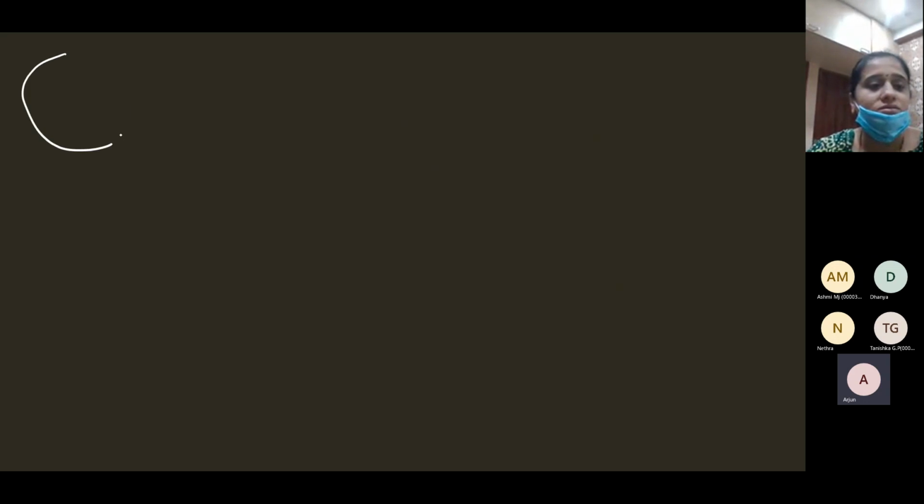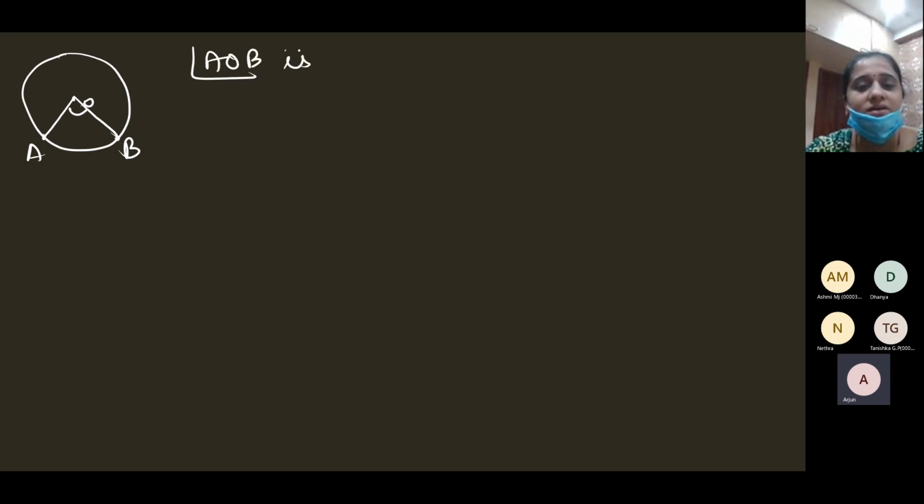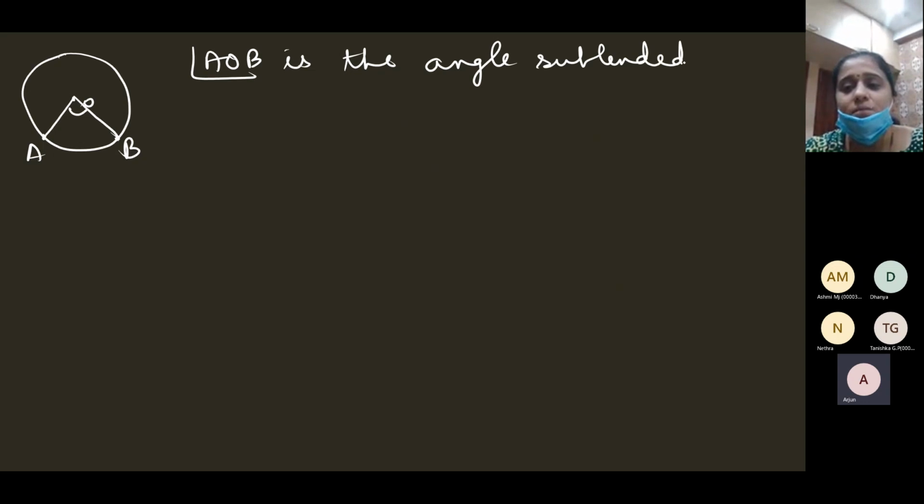Let me draw this again. Arc AB. Angle AOB is the angle subtended by arc AB at the center.